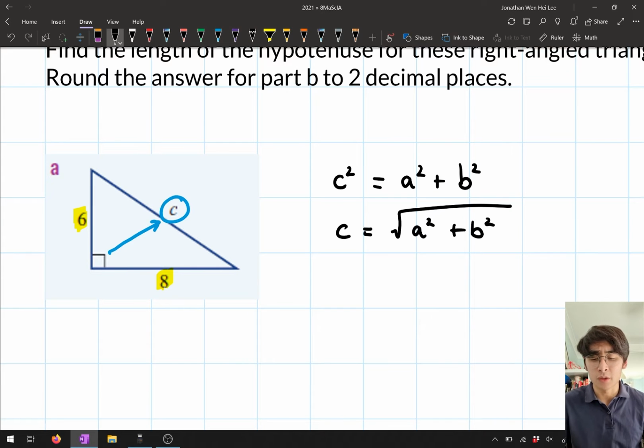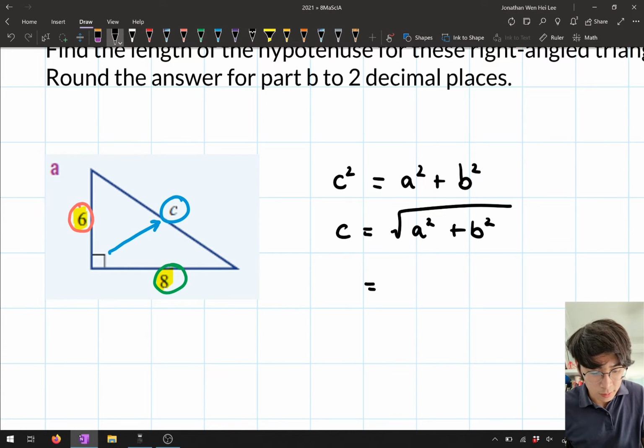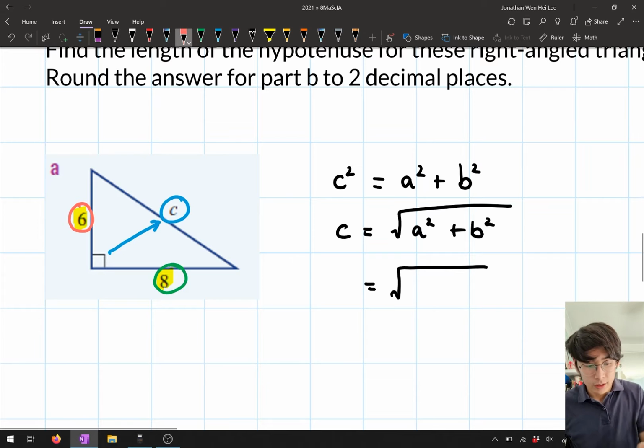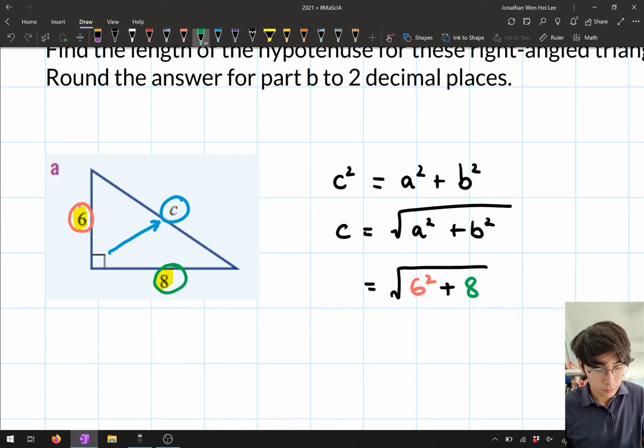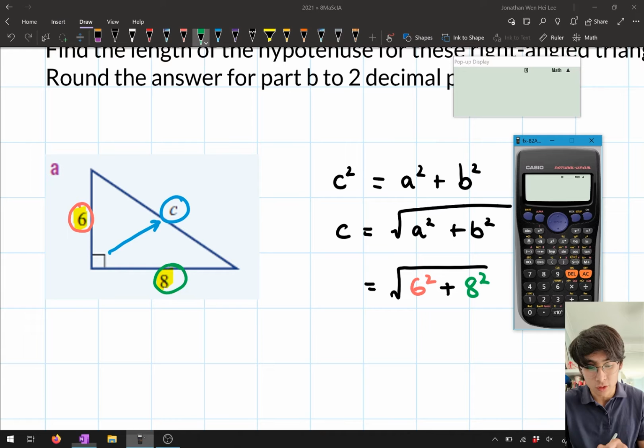Now that I've done that, I'm just going to identify what the 2 shorter sides are. The 2 shorter sides are going to be 6 and 8. And all I need to do is replace a and b with 6 and 8. So here, that just means that c is going to be equal to the square root of 6 squared plus 8 squared. Okay, so I've put 6 and 8 into my formula. I'm just going to square the two sides now.